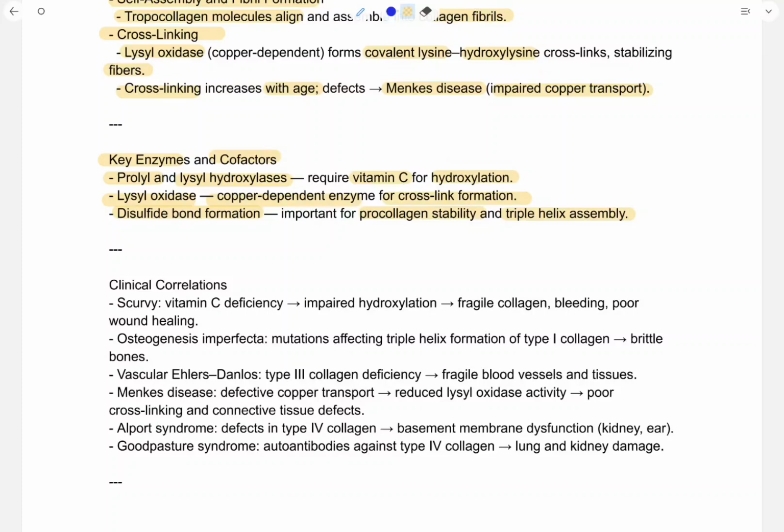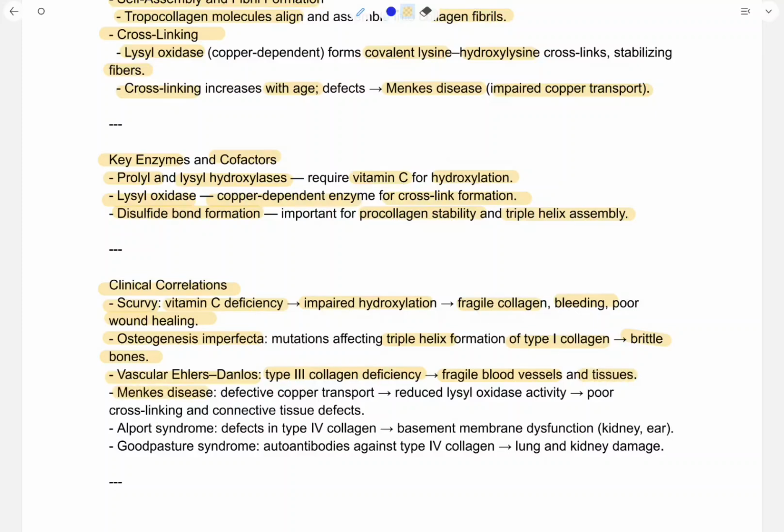Clinical correlation. Scurvy is vitamin C deficiency, which leads to impaired hydroxylation, fragile collagen, bleeding, and poor wound healing. Osteogenesis imperfecta: mutations affecting triple helix formation of type 1 collagen lead to brittle bones. Vascular Ehlers-Danlos syndrome is type 3 collagen deficiency, leading to fragile blood vessels and tissues.